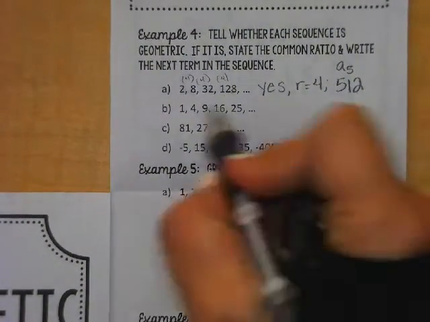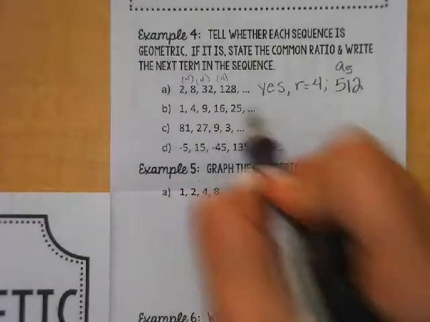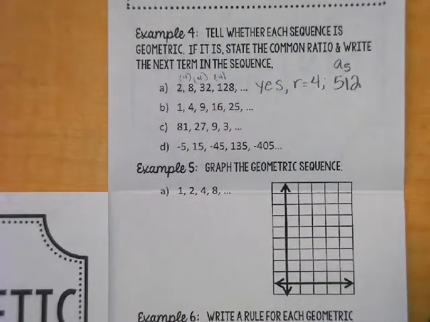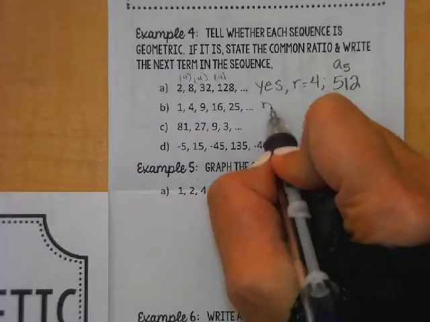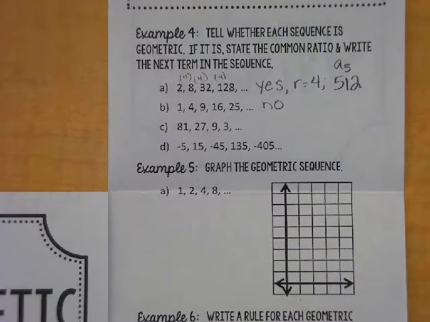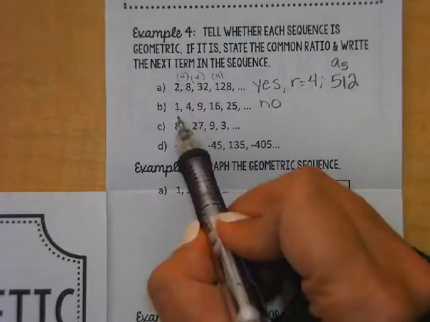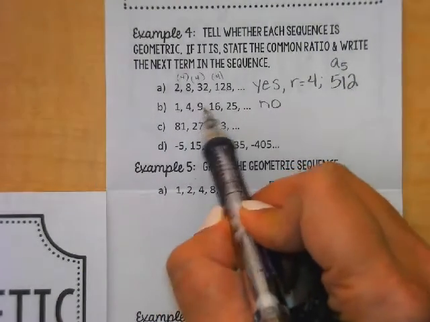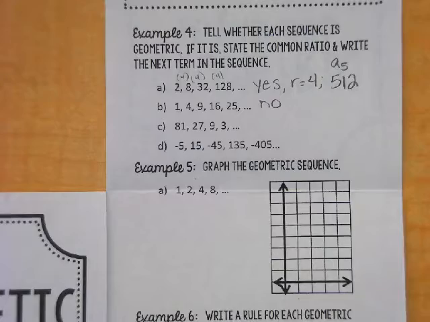What about here? 1 to 4 to 9 to 16 to 25. No. Do you know what this pattern does happen to be? Is it arithmetic? No, but you add more each time. Yeah, this is squared. 1 squared, 2 squared, 3 squared, 4 squared, 5 squared.